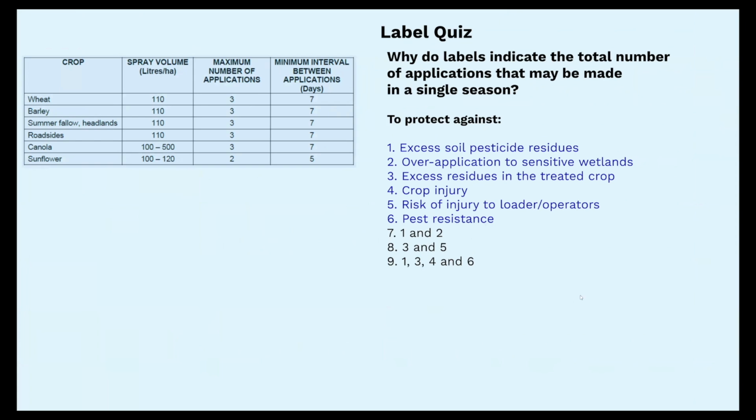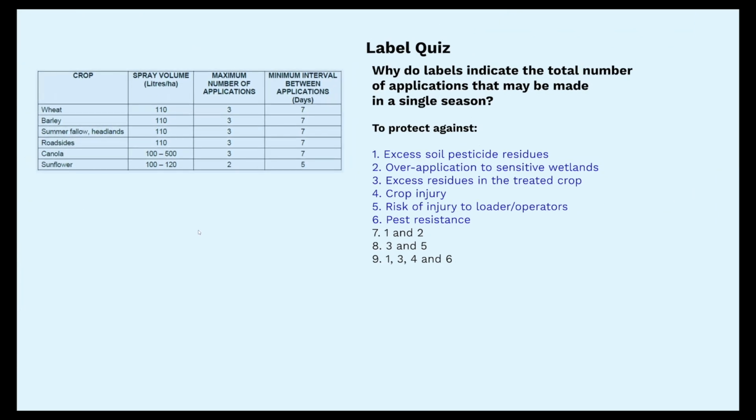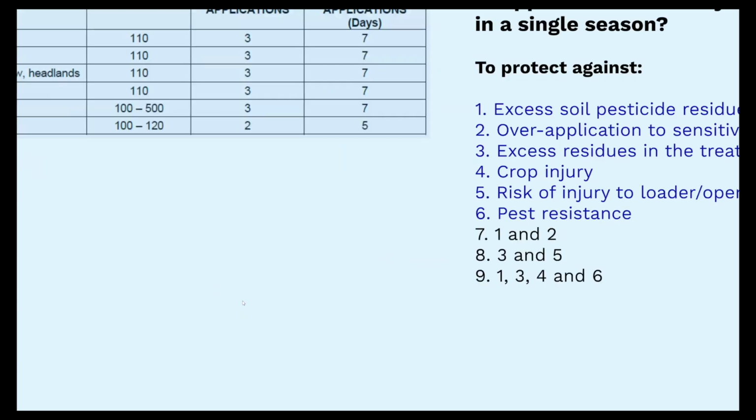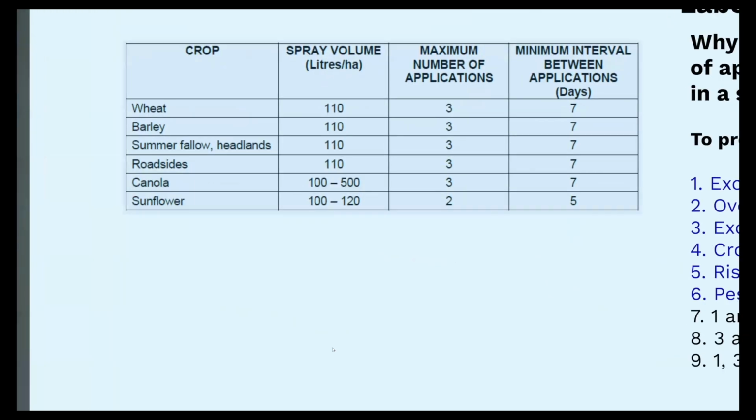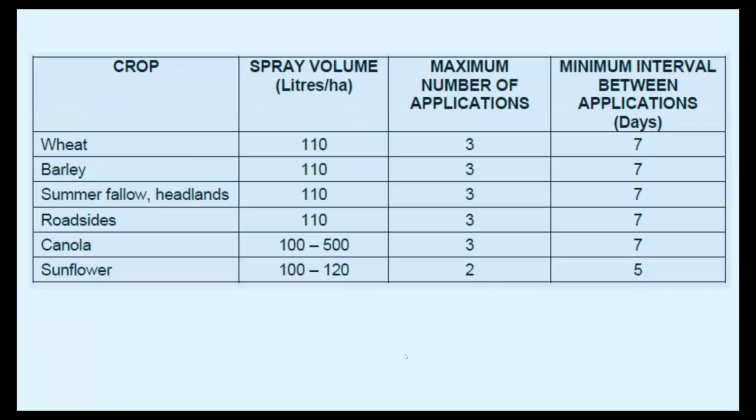Okay, and this one has 9 choices, so this is a lot more difficult question. Why do labels indicate the total number of applications that may be made in a single season? And you have that question here, so I'll zoom in to the part of the label that shows the number of applications that can be made.